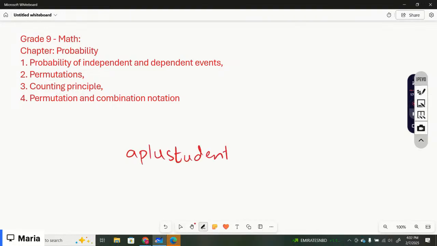You have to log in there using your email address and password as provided by the administrator. Then you have to select math from the subject tab. Scroll down to grade 9 math and then click on view all lessons. There you can find a list of the chapters. We're going to start with the chapter probability.